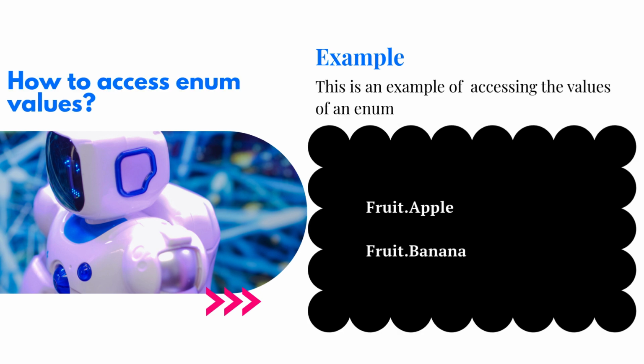How to access enum values? You can access the values of an enum using dot notation, like Fruit.Apple. These values are treated as named constants. The provided example illustrates an enum. Fruit is the name of the enum, and apple is its member. You can use this syntax to retrieve the fruit member. Fruit is the name of the enum, and banana is its member. You can use this syntax to retrieve the fruit member.